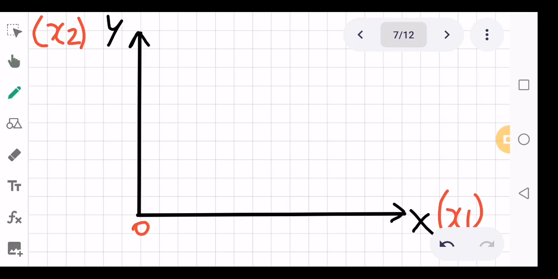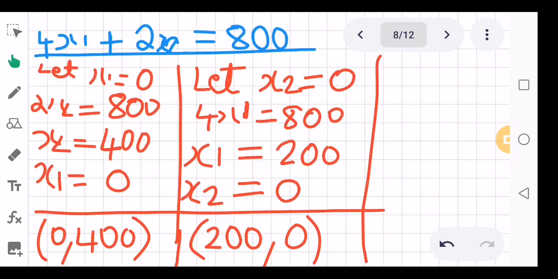Now I'll leave some space here, 200. Okay, I've made this graph a little roughly. If you plot this in a graph sheet, you'll get it correctly. Now we'll be marking these 2 points. The first point is 0, 400. The first number will always represent x, the second will represent y. Here we have taken x2 as y. So x2 is nothing but y.